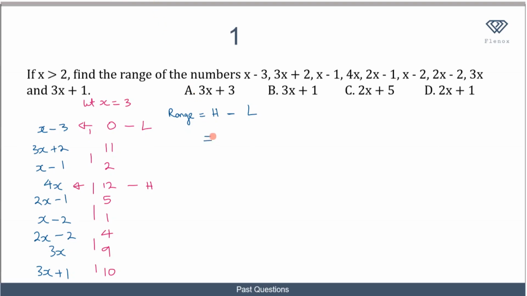So our range will be equal to our highest value, which we have figured out to be 4x, and our lowest value, x minus 3. So when you subtract this, you have 4x minus x. Minus times minus is plus, gives me plus 3. 4x minus x gives me 3x plus 3. So that is the range of the distribution. And what option corresponds to that? Option A. So A is the correct answer.